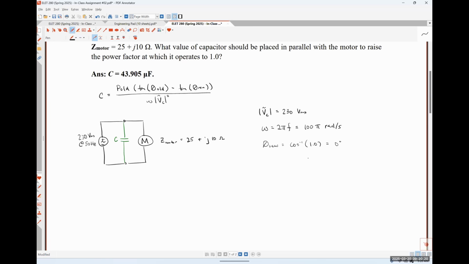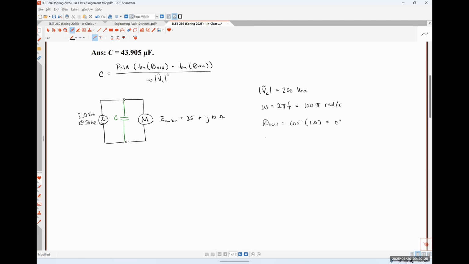Magnitude of the voltage squared over, is it just over the impedance or over the conjugate of the impedance? Conjugate of the impedance, okay? So we could say that S motor is equal to the magnitude of the voltage squared divided by the impedance of the motor conjugate. So that would be 230 volts RMS quantity squared. How do I do the conjugate of 25 plus J10? 25 minus J10. Absolutely correct. Great job.